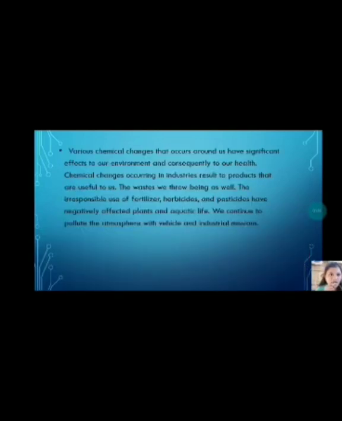Various chemical changes that occur around us have significant effects on our environment and consequently on our health. Chemical changes occurring in industries result in products that are useful to us. The waste we throw away is also a concern. The irresponsible use of fertilizer, herbicide, and pesticide has negatively affected plants and aquatic life. We continue to pollute the atmosphere with vehicle and industrial emissions.